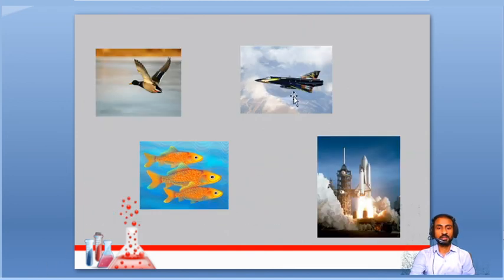So now this is the shape of streamline. These are streamlined vehicles like spaceship, aeroplane, even fighter jets, and also fish and birds. So this is all we needed to discuss in our chapter, that is friction. By this we have completed our friction chapter.